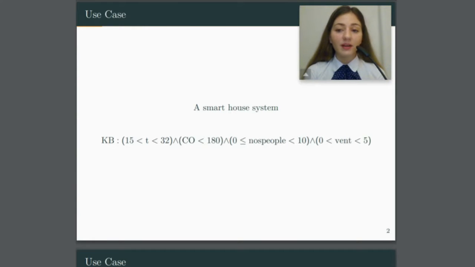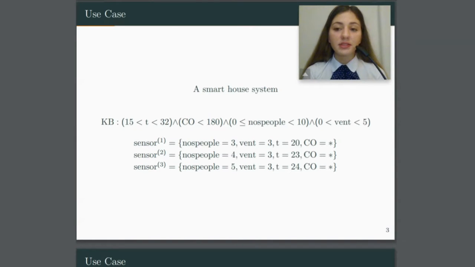The system is characterized by the following parameters: T representing the temperature in the room, the amount of carbon monoxide detected, the number of people present, and the ventilation score, which can be an integer between 1 and 5. All these variables are constrained within some ranges and can be represented as a conjunction of constraints, all of them encoded as the knowledge base of the system.